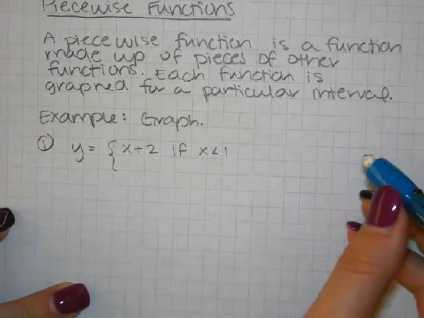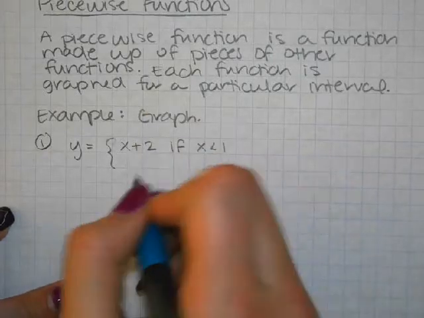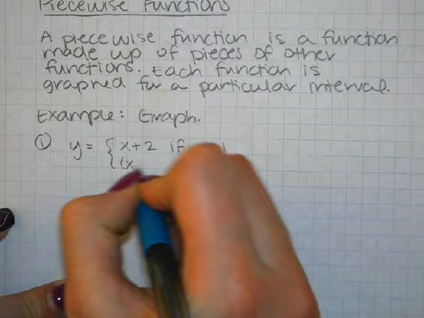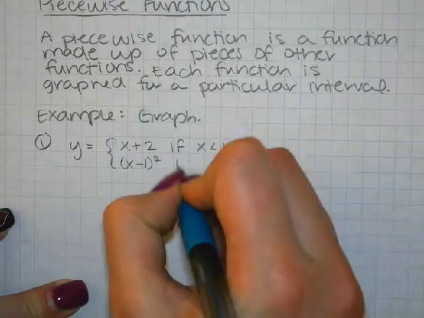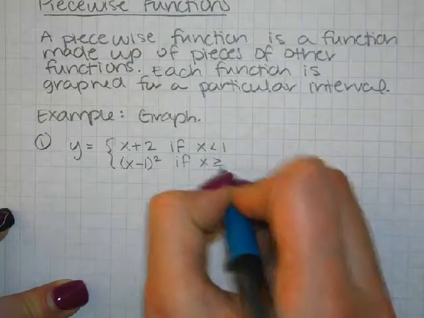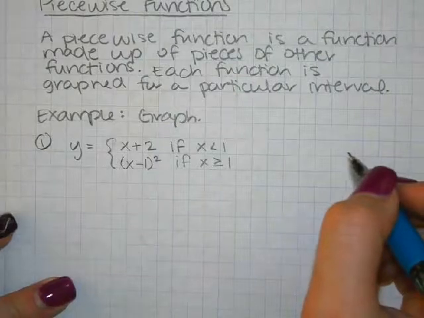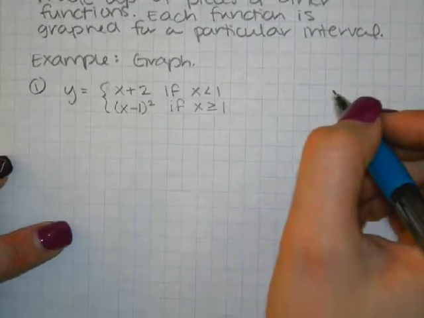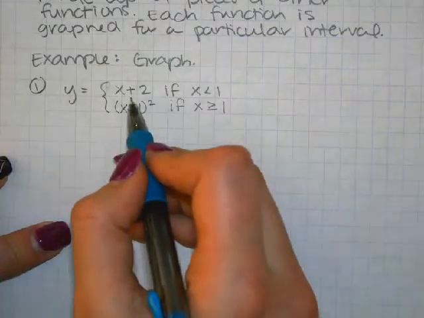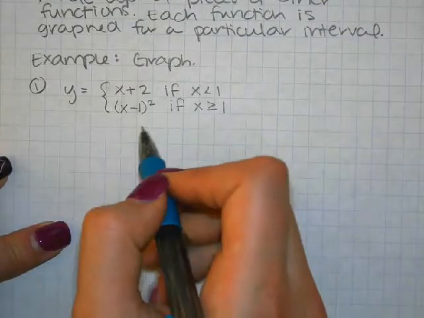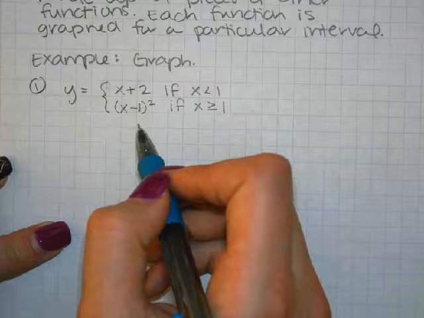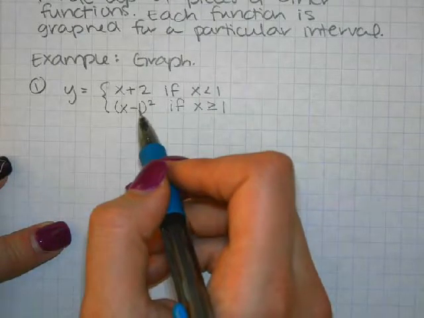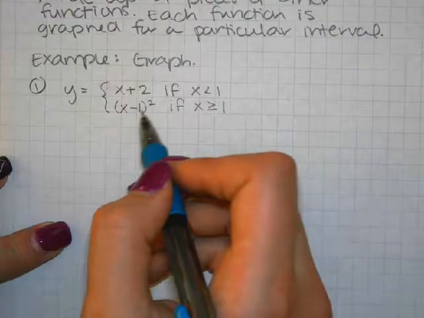So x plus 2 if x is less than 1, or x minus 1 squared if x is greater than or equal to 1. So when you draw the graph, one part of the graph is going to be linear, a straight line. What's the other part of the graph going to be? What kind of curve? We know what this is. Parabola, yeah. Part of it's going to be U-shaped.